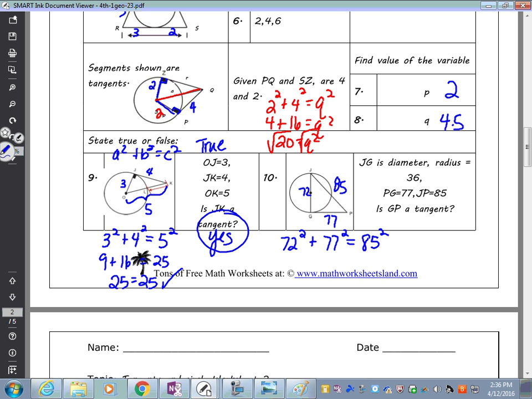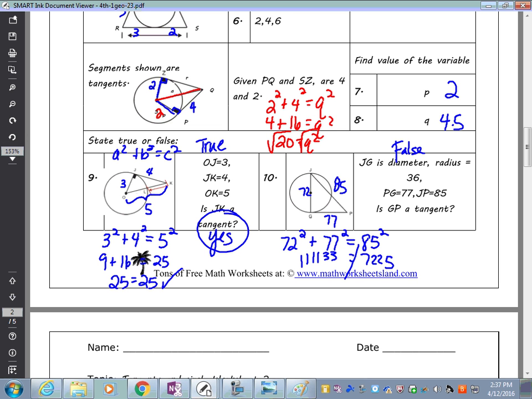No. Hold up, let's put it in there. 72 squared plus 77 squared is a sum of 11,113, and then 85 squared is 7225. So this does not equal each other, so this is false.